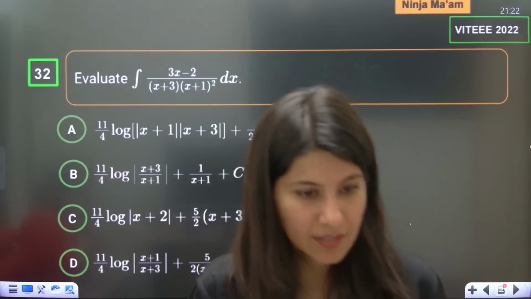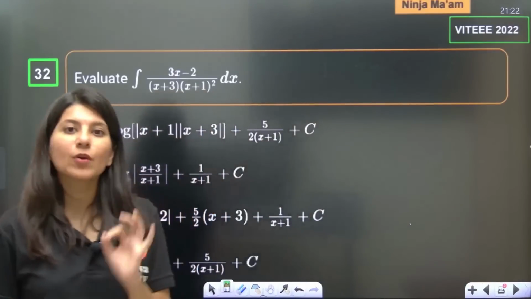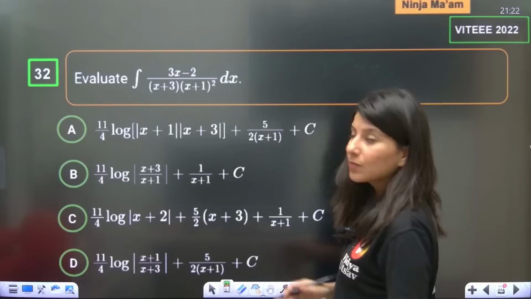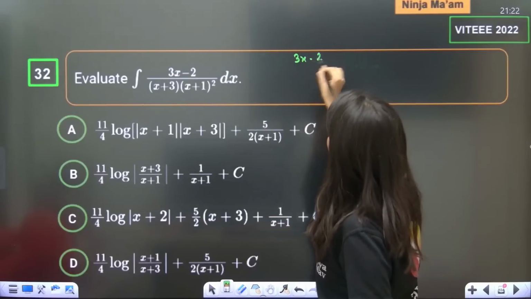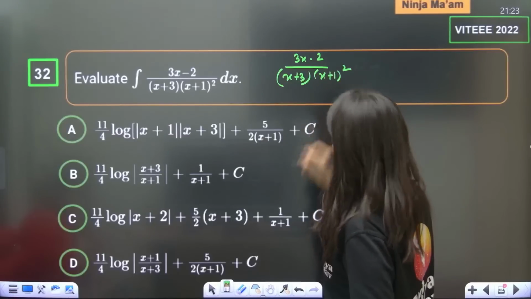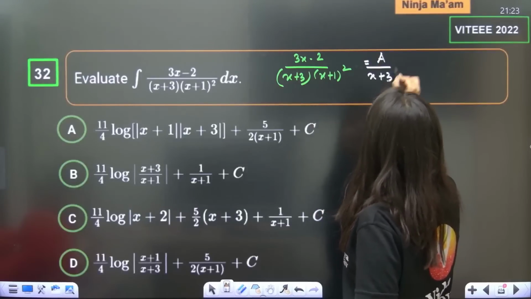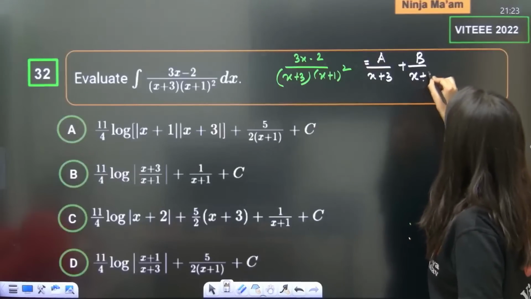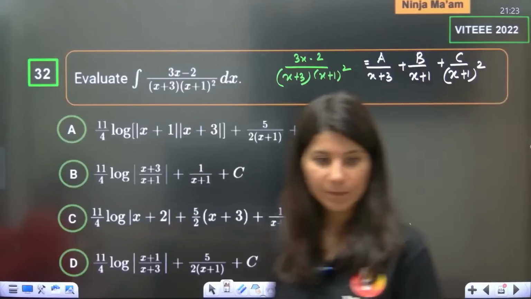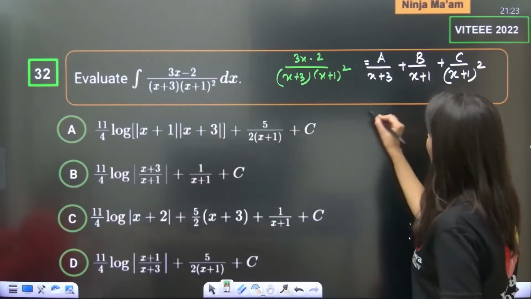Yes, this is a problem from indefinite integration. Specifically, we are going to target partial fraction. Okay. So, 3x minus 2 upon x plus 3, x plus 1 whole square is actually equal to a upon x plus 3 plus b upon x plus 1 plus c upon x plus 1 whole square. Okay? Alright? Yes.